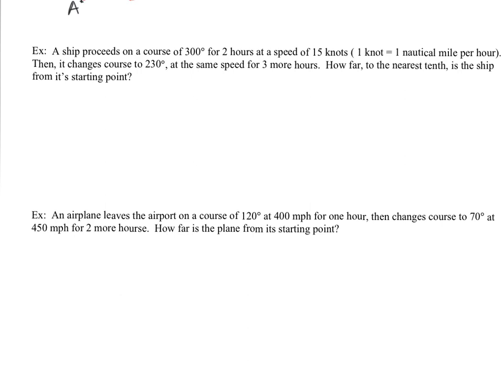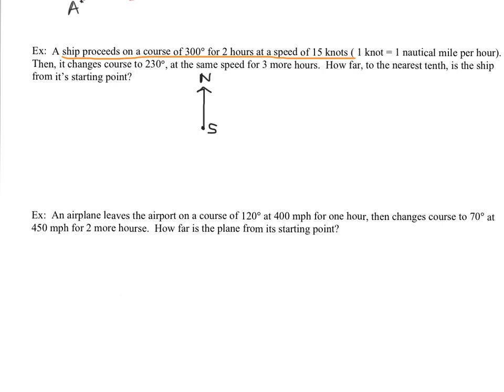If we just want to create the picture today, we're starting off with a ship proceeds on a course of 300 degrees for 2 hours at a speed of 15 knots. I'm going to pick a location somewhere in the middle just because I know where this rotation is going to go. So I'm going to pick this point. I'll label it S for where the ship starts. And I'm going to draw my due north.